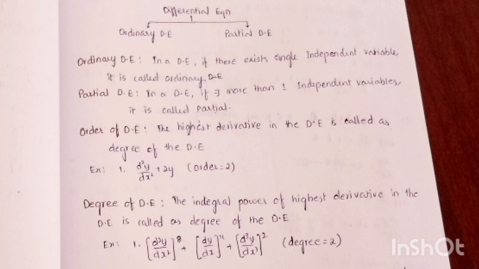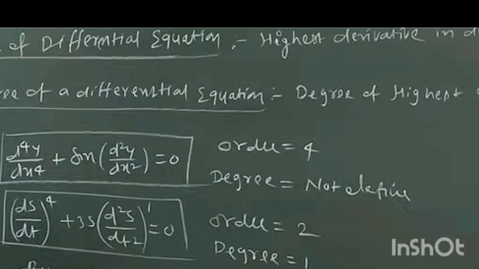So in this example, the highest derivative is the second derivative, so order is 2. Degree means the power of the highest derivative. So in the example, you have second derivative, third derivative and first derivative. So the highest is the third derivative, so order is 3, and degree is the power of that. The power of that is 2, so degree is 2. Degree is always a positive integer, not 0 or negative or a fraction.